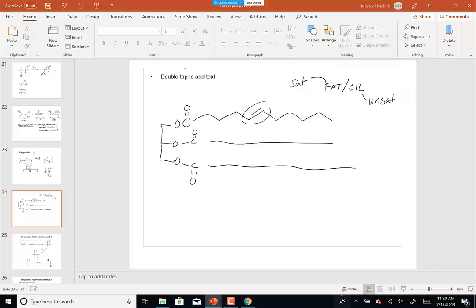Do we have to know the mechanism of hydrogenation? No. Do we have to know the mechanism of the mercuration? Just the first part. All right, so those are all the topics for today.